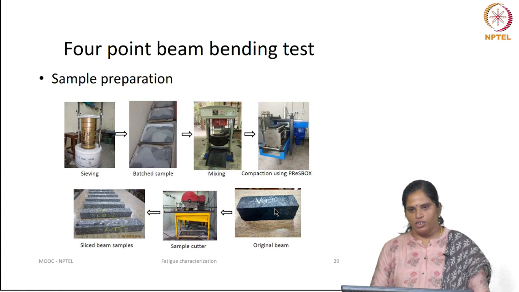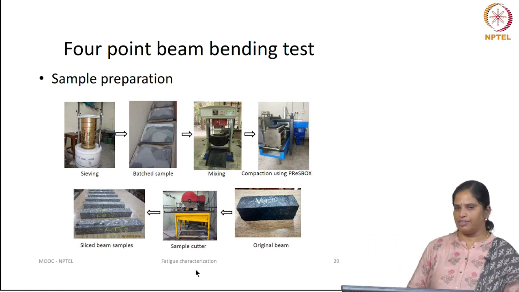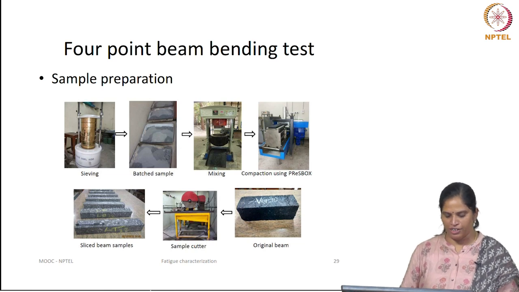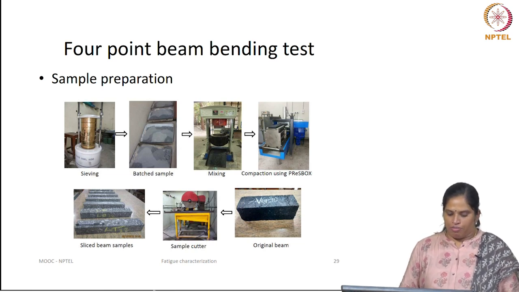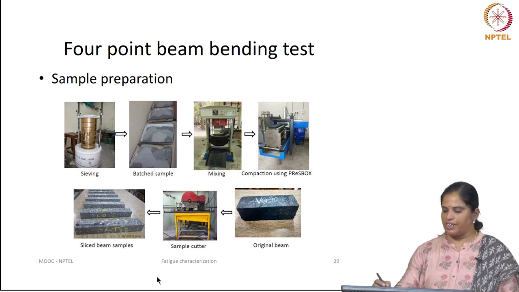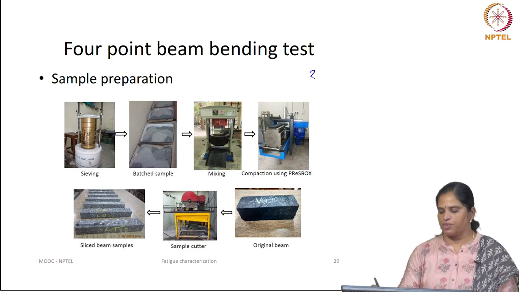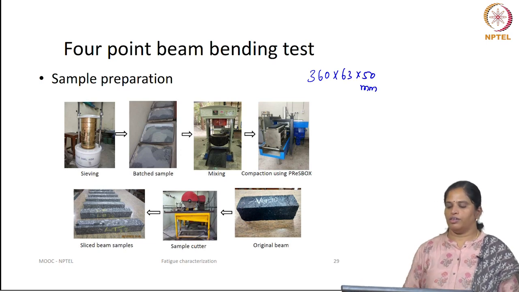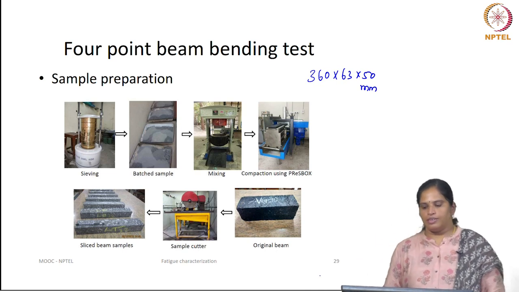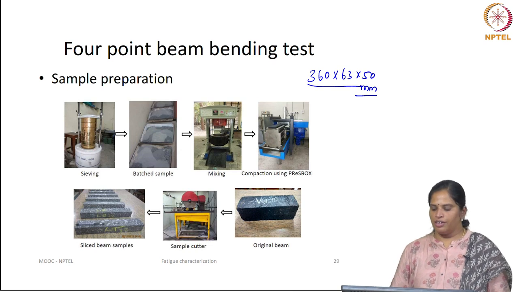Before we look into the result, let us see how to prepare the beam sample, the slender beam sample, for this 4-point beam bending test. Now for conducting this test, we need a compacted sample of size 360 by 63 by 50 mm. So this sample has to be prepared in a very controlled environment.